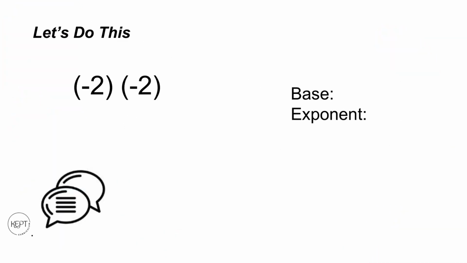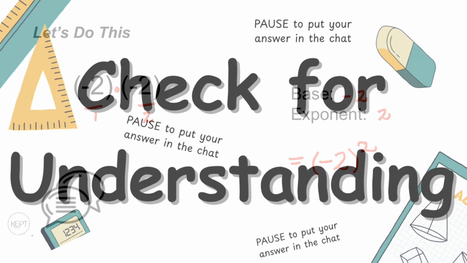Let's give this problem a try. Here again, we remember that the exponent is how many times our bases are being multiplied. And we can see here that negative 2 is being multiplied to negative 2. So that means our base is negative 2, and the exponent is how many times I see negative 2, which is 2. So if we wanted to write this in exponential form, we would write our base in parentheses to make sure we understood that it was negative, and 2 as our exponent.